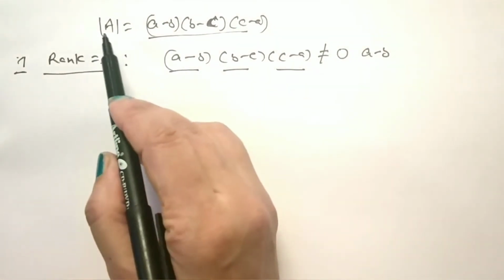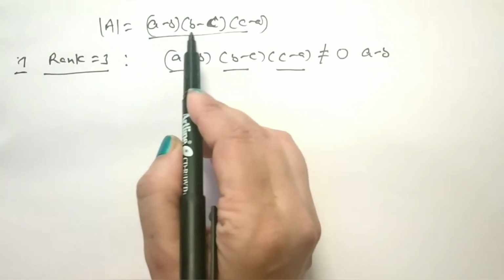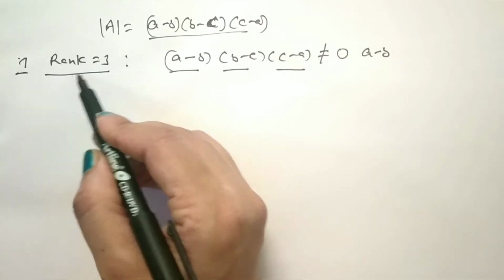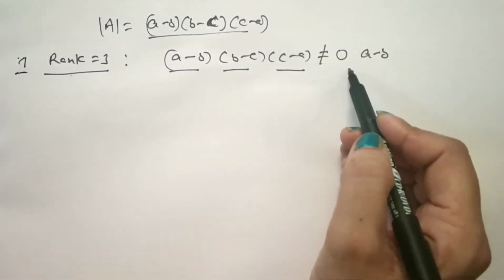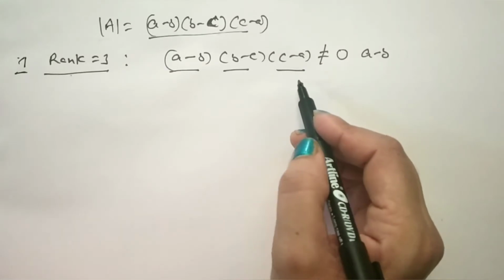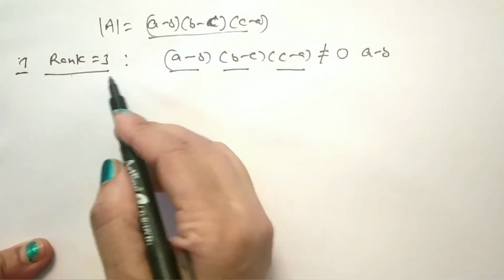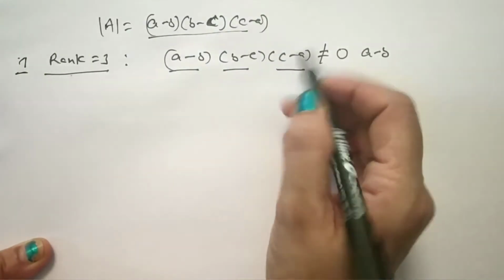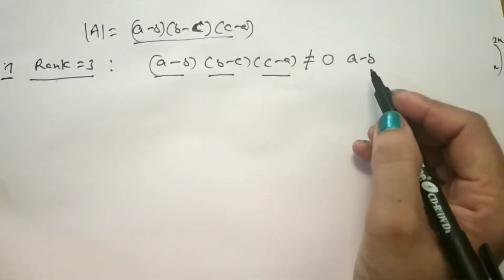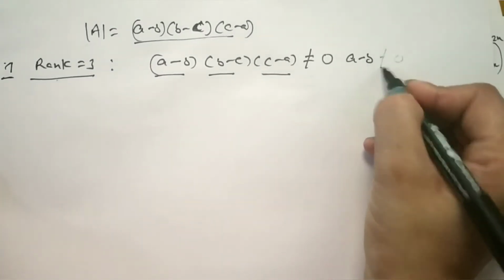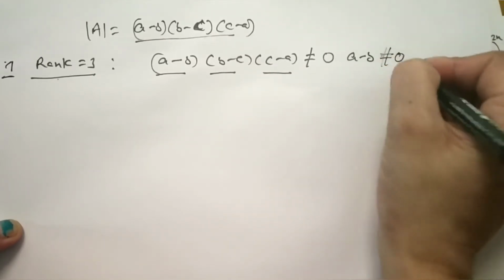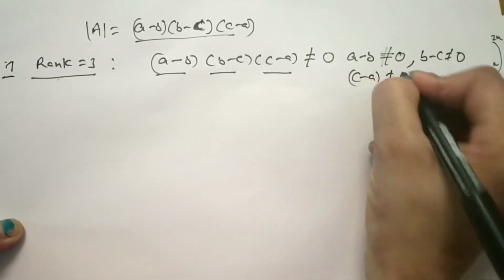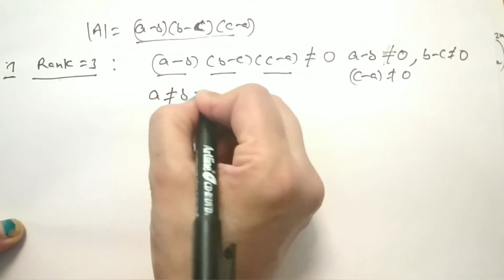Now as we have found, the determinant is (A minus B)(B minus C)(C minus A). The rank is 3 if this determinant is non-zero. This is the determinant of 3 by 3 order, so if it is not 0, then rank is 3. It is not 0 means each of these brackets should not be 0. If one of the brackets is 0, then the whole answer will become 0, so we don't need 0. So A minus B is not equal to 0, B minus C is not equal to 0, and C minus A is not equal to 0. Means A is not equal to B is not equal to C.